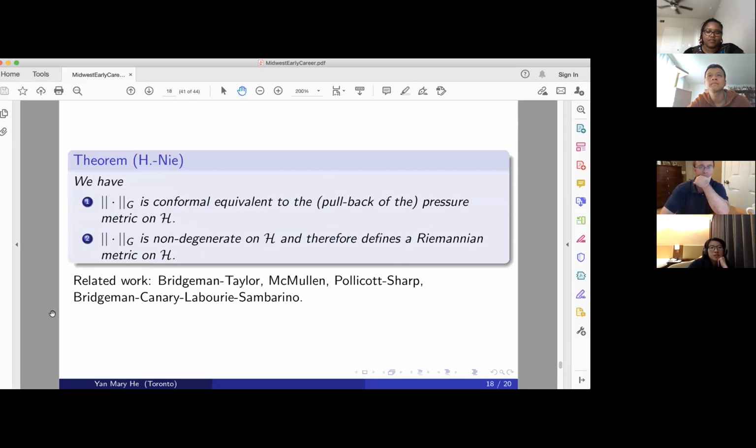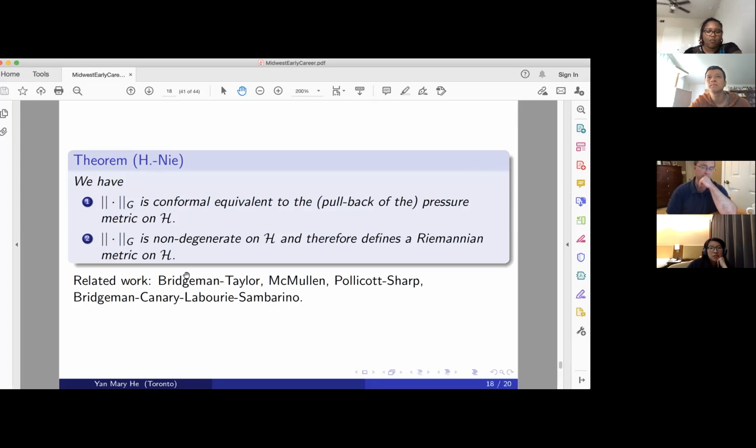So there are other related works where people construct measures in a similar spirit for different spaces. To name a few, there are works of Bridgman-Taylor, Kurt McMullen, Mark and Sharp, and Bridgman, Canary, Labourie, and Sambarino. Bridgman-Taylor constructed a similar measure for the so-called quasi-conformal space in the theory of Kleinian groups.